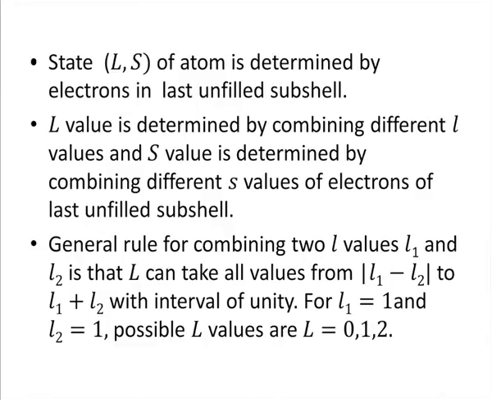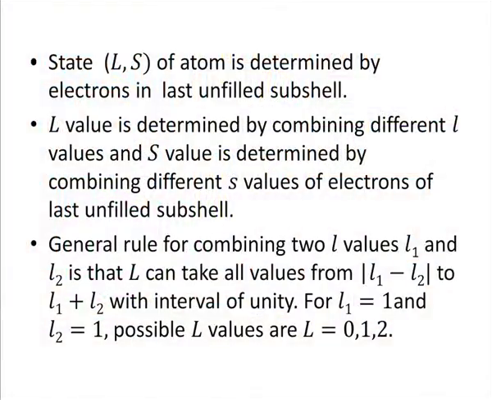The state, capital L and capital S, of an atom is determined by electrons in the last unfilled subshell. The L value is determined by combining different small l values, and the S value is determined by combining different small s values of electrons of the last unfilled subshell. This is important. We just have to consider the last unfilled subshell. That is what is important.